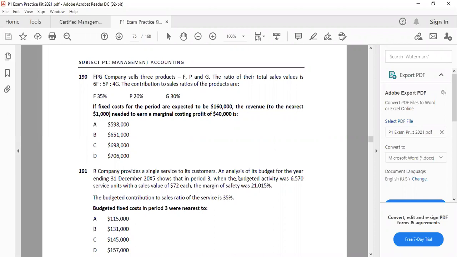If PG company sells 3 products, the ratio, this is multi-product, we'll do it later. 191.